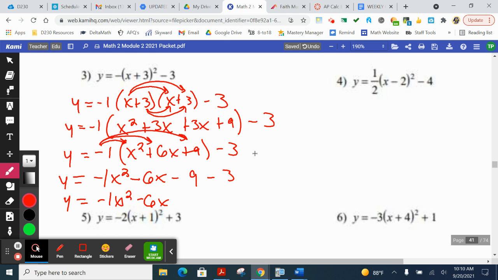And then if you notice, these are like terms right here. So we're going to be able to combine those to make -12. Do we have to put the 1? You don't have to put the 1. So if you just have the negative there without the 1, that's also fine.